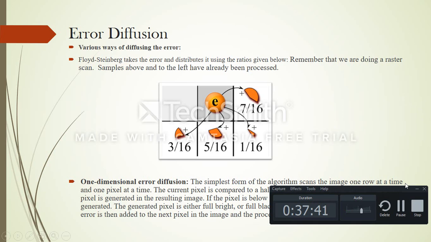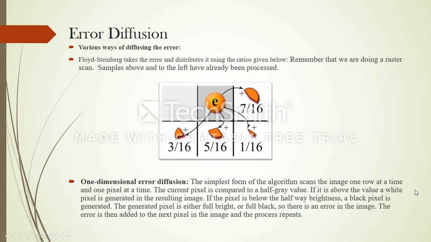One-dimensional error diffusion. This is the simplest form of algorithm. It scans the image one row at a time and 1 pixel at a time. The current pixel is compared to a half-gray value. If it is above the value, a white pixel is generated in the resulting image. If the pixel is below the halfway brightness, a black pixel is generated. The generated pixel is either full bright or full black, so there is an error in the image. The error is then added to the next pixel in the image and the process is repeated.